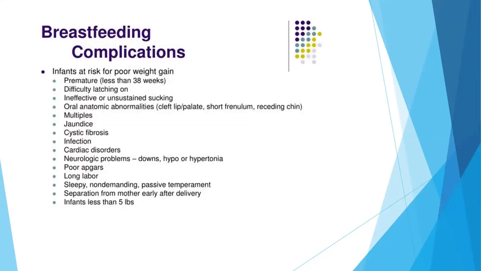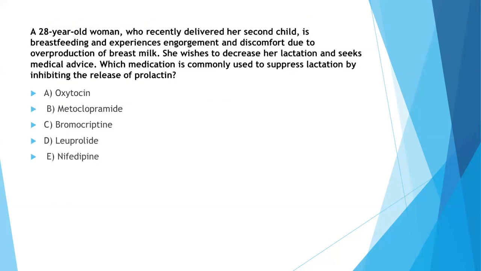So infants at risk of poor weight gain. For example, if the infant is premature, if the infant has difficulty latching on, if the infant has ineffective sucking, if there are twins or multiples, if there is jaundice in the infant, if there is cystic fibrosis or infection, then these sorts of infants have a risk of poor weight gain if they are being exclusively breastfed and are not fed with other supplements.